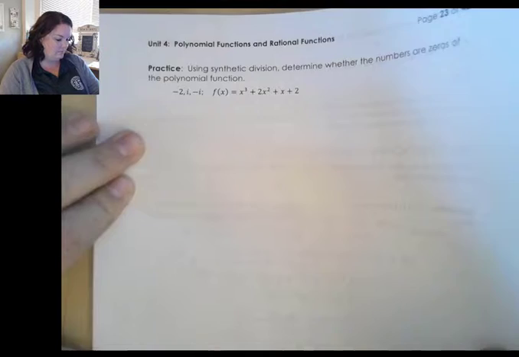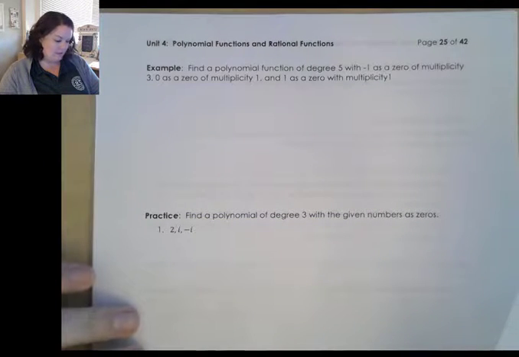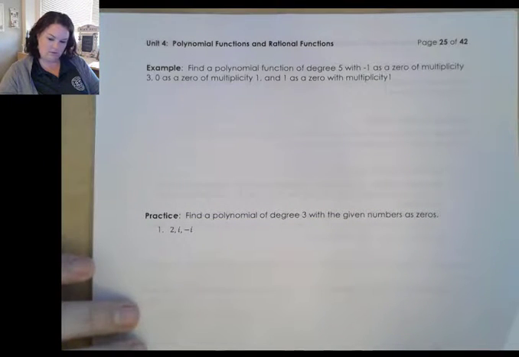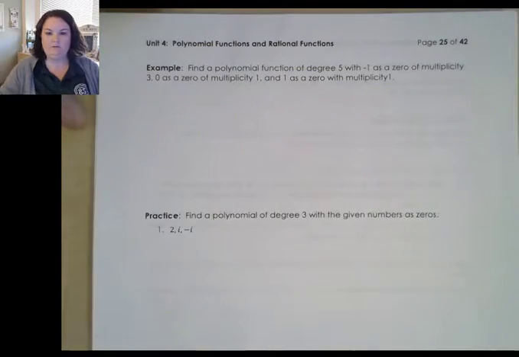Oh, no. Am I missing a page? Oh, here we go. Here we go.